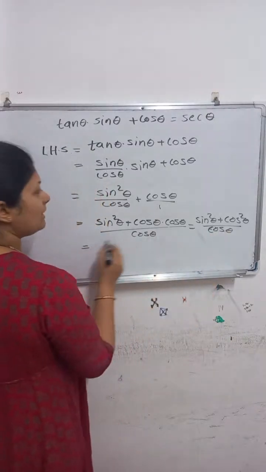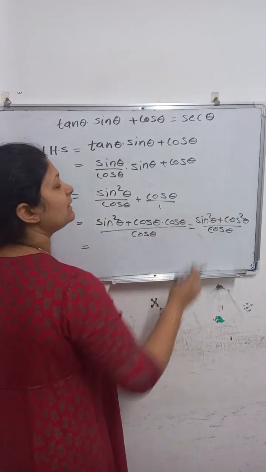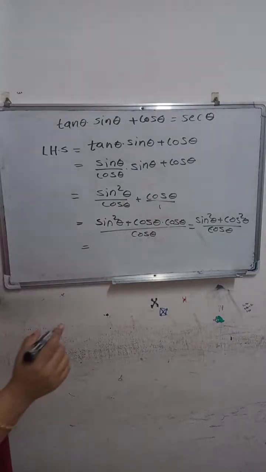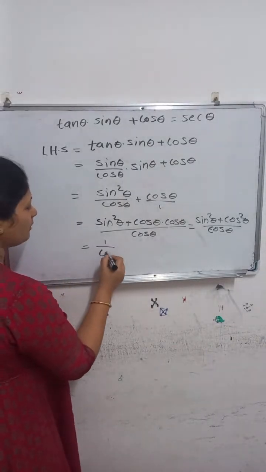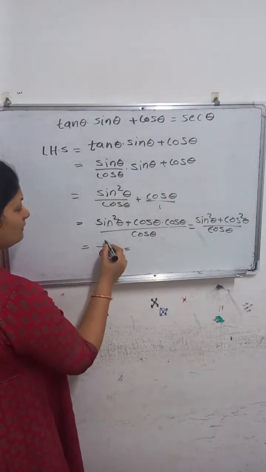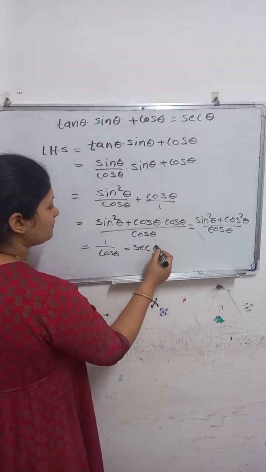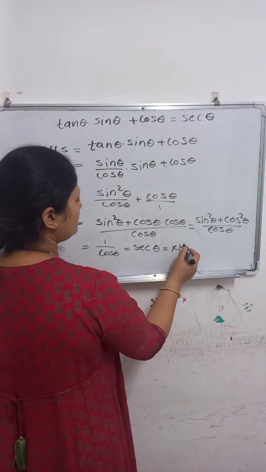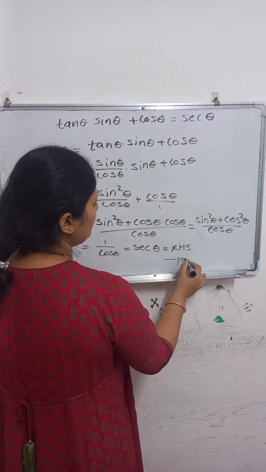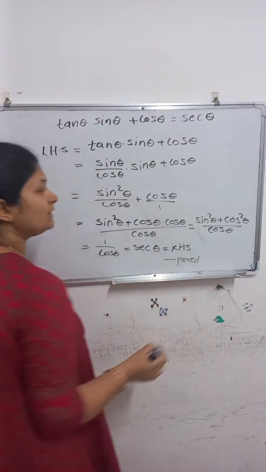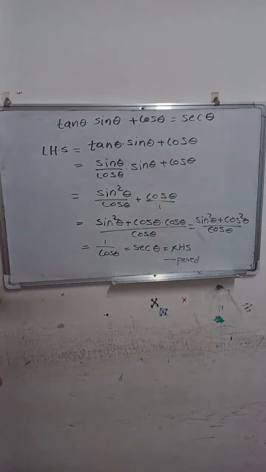If we apply the identity, sin square theta plus cos square theta is 1. So here we can write 1 upon cos theta. And 1 upon cos theta is nothing but sec theta, and that is your RHS, and hence it is proved. Okay, this is a 3-mark question. These all are 3-mark questions.